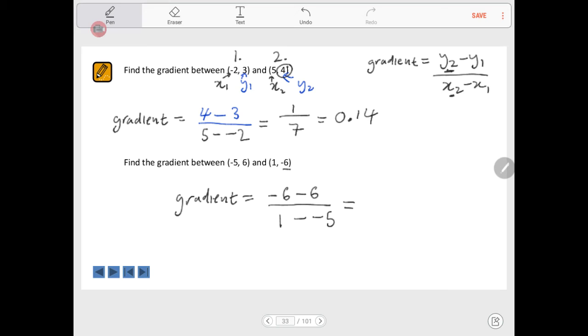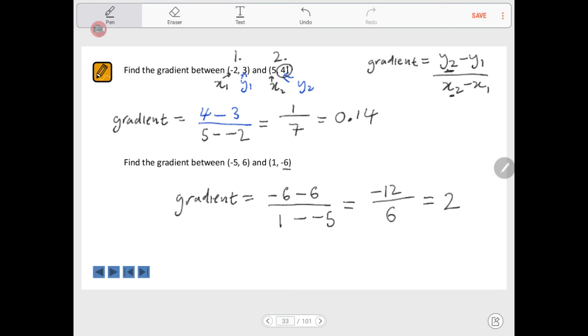Now remember, I've talked to you a lot about this one here, negative 6 take 6. This double negative doesn't make a positive. That becomes negative 12. These two do make a positive though. 1 plus 5 makes 6. So negative 12 on 6 gives negative 2.